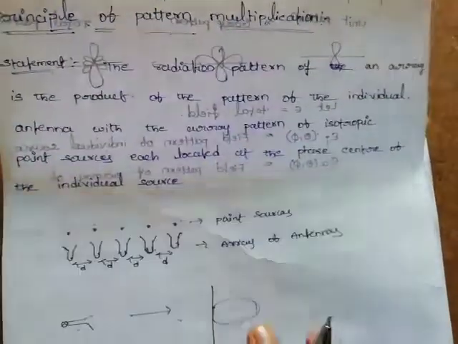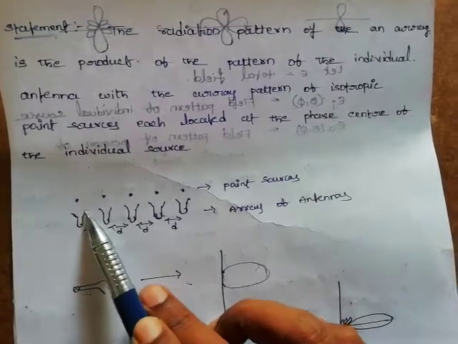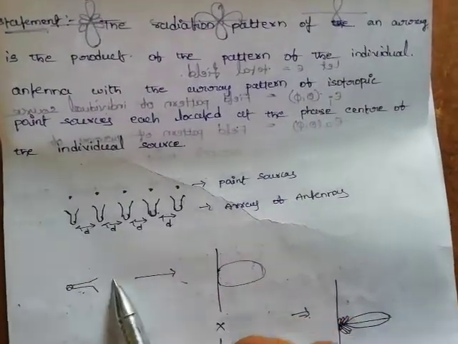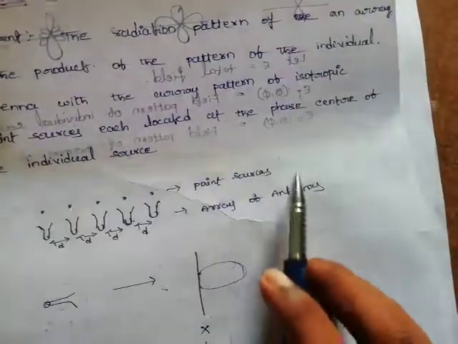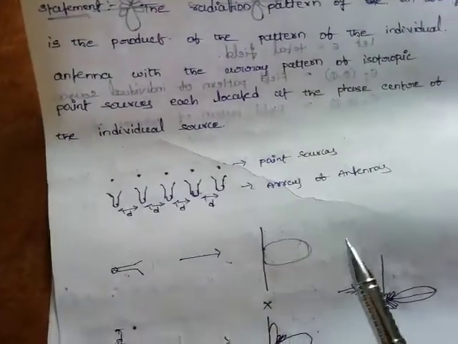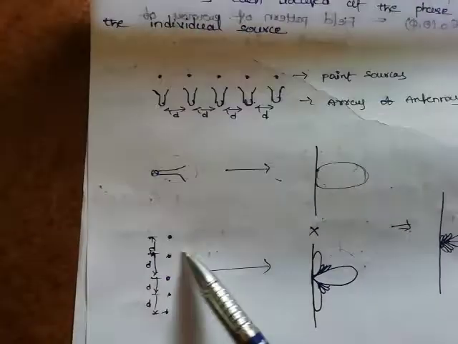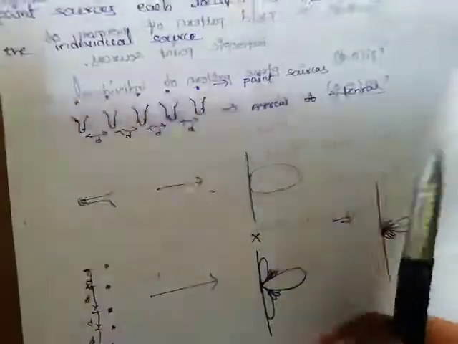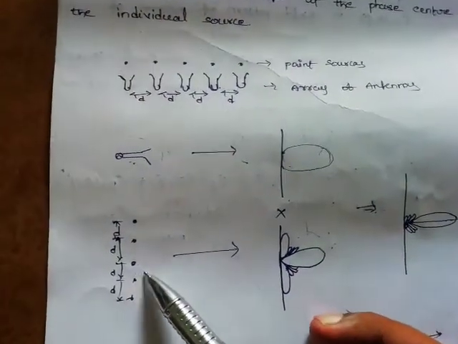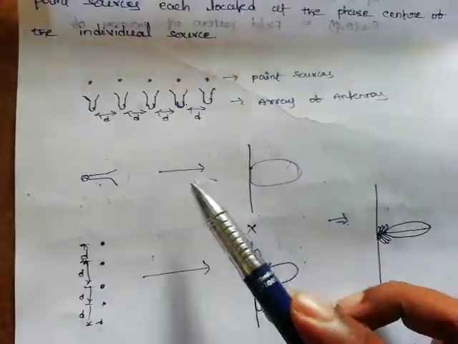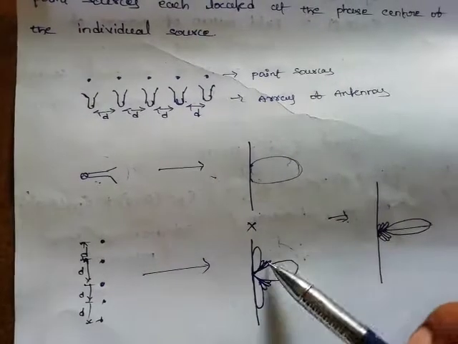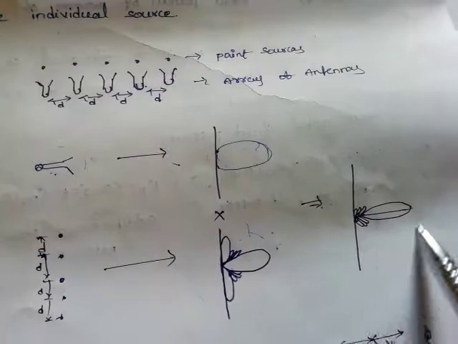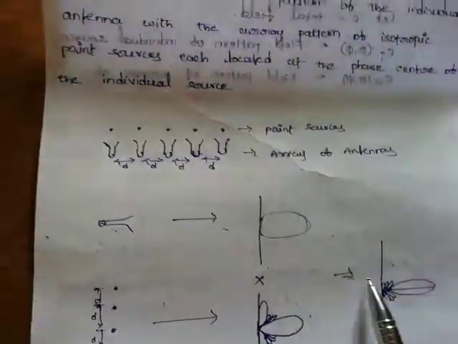So what is this statement saying here? I am taking the individual antenna, a single antenna, and this is the corresponding radiation pattern of this single antenna. Here I am taking the group of point sources, that is the array pattern. This is the pattern of this group of point sources. By multiplying the individual pattern of this antenna with the group pattern of the point sources, you will get the resultant radiation pattern, this one. This is the statement we have.